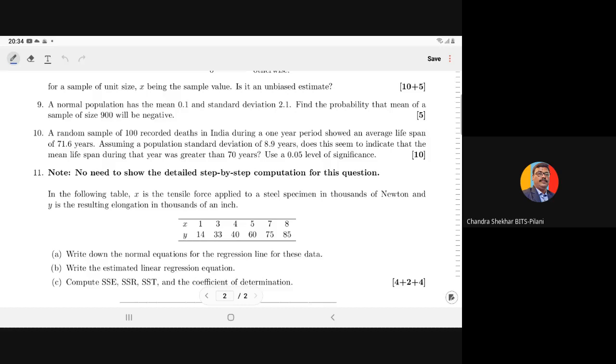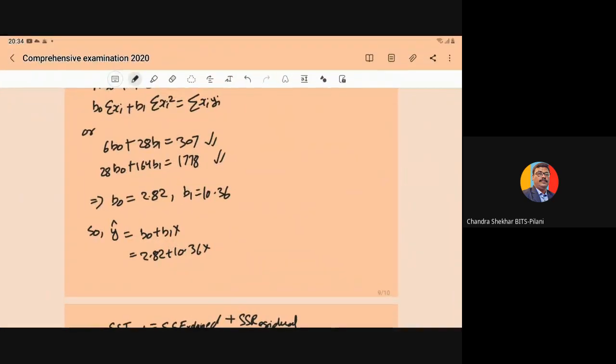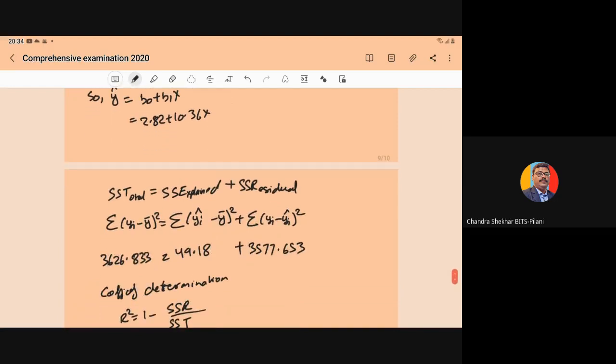Now, in part C, we have to compute the SSE, SSR, SST, and coefficient of determination. You know that the coefficient of determination gives the percentage of the error between actual value and predicted value. We denote it by R square, and its value always lies between 0 and 1. It gives you the correlation between predicted and actual values.